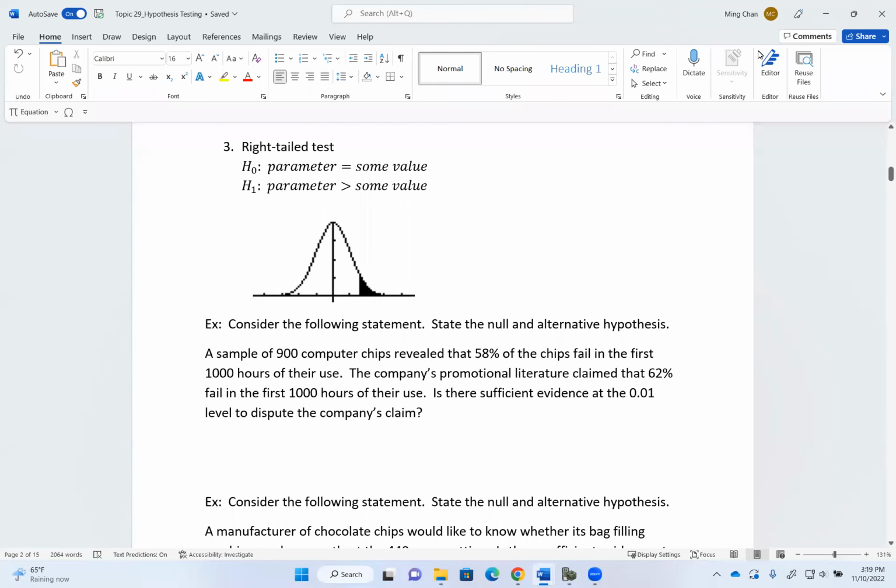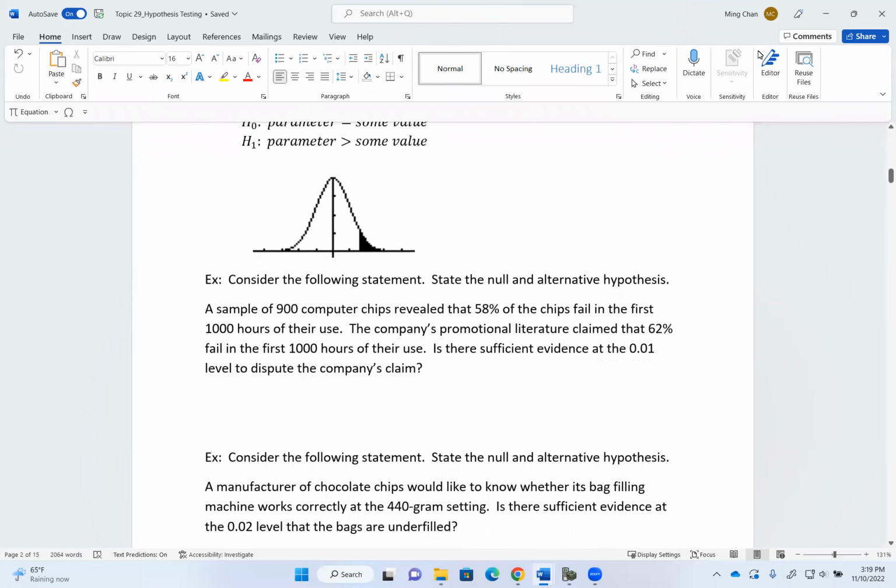Okay, here is an example. I'm going to state the null and alternative hypotheses. It says a sample of 900 computer chips revealed that 58% of the chips fail in the first 1,000 hours of their use. So this is a sample of 900, and this 58% comes from this sample.